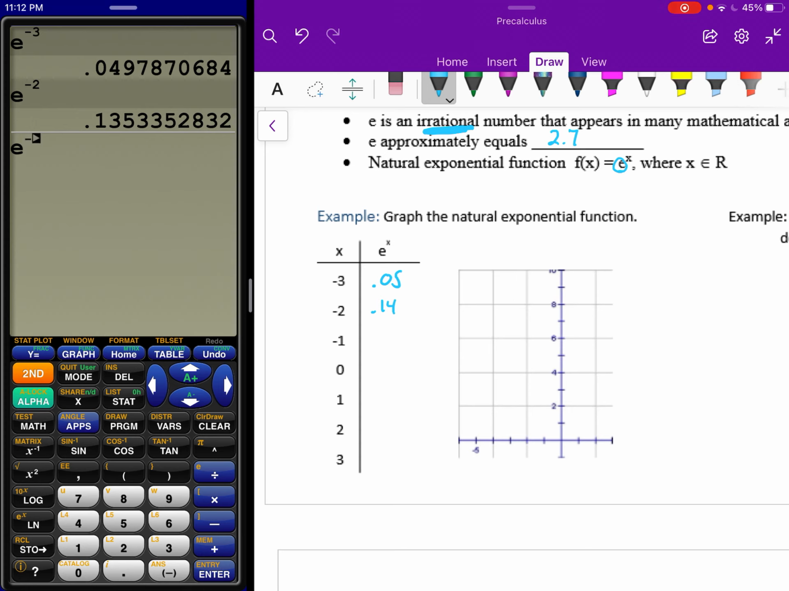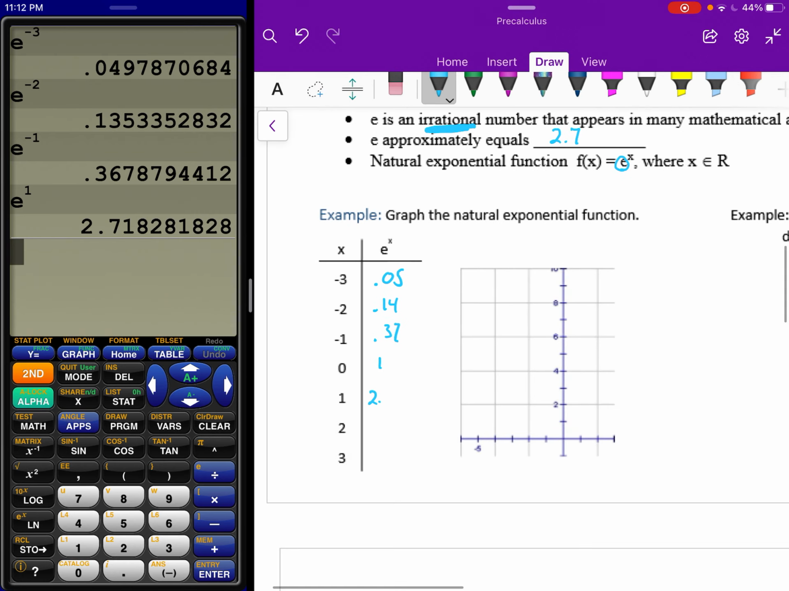E to the -1 is 0.37. E to the 0, anything to the 0 power is 1. E to the first, so here's actually what e equals, 2.718281828. Looks like there might be a pattern. There is not, though. There's not a repeating string of numbers there. So we're at 2.7, 2.72. E squared, 7.39.